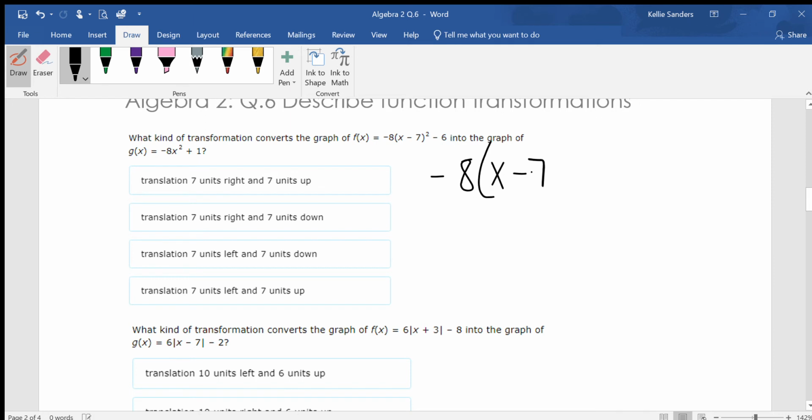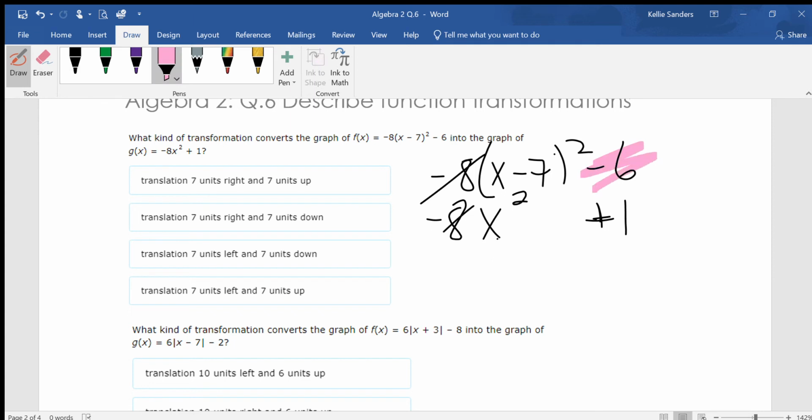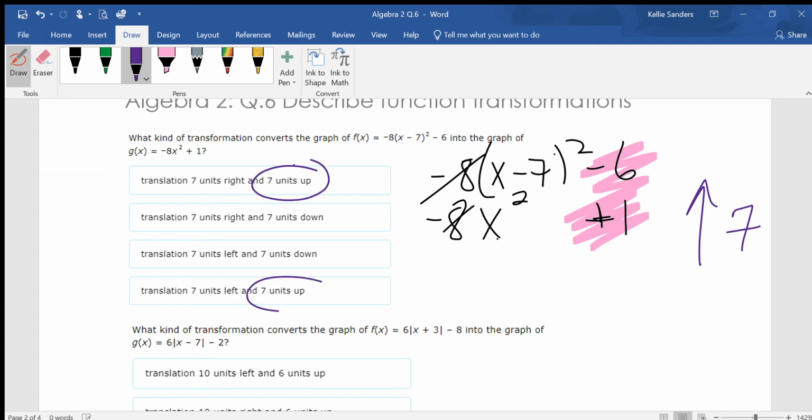Negative 8(x minus 7) squared minus 6, negative 8, oopsie, x squared plus 1. I'm going to put that plus 1 right there for a very good reason. The negative 8's didn't change, so we didn't shrink or stretch in any way. This is the easier one because we don't have to think about opposites. If I go from a negative 6 to a positive 1, I increased. How much did I increase? I went up 7.